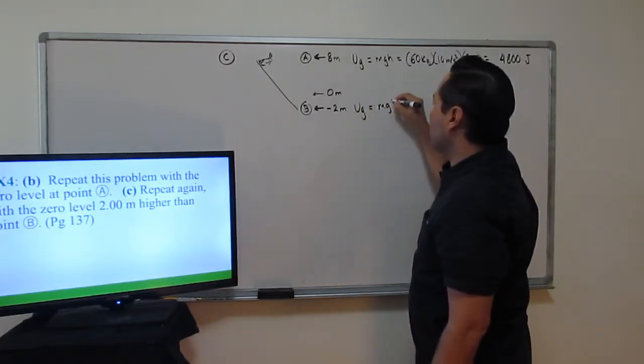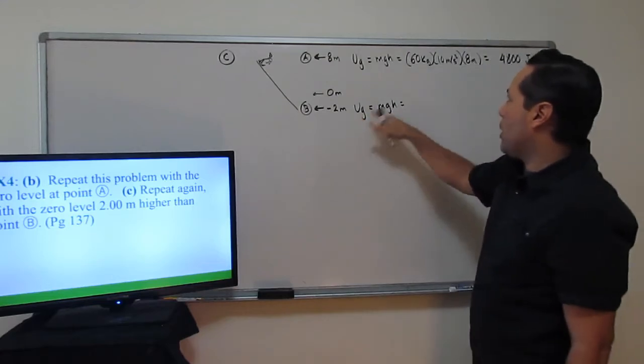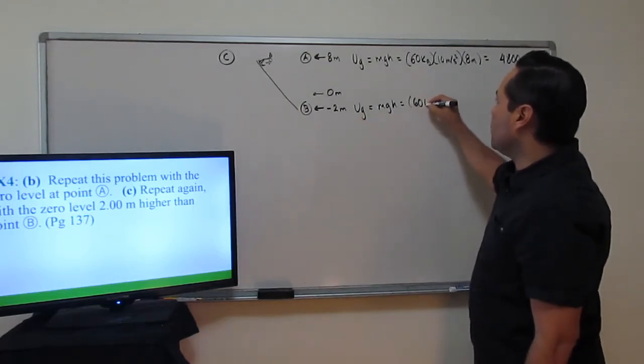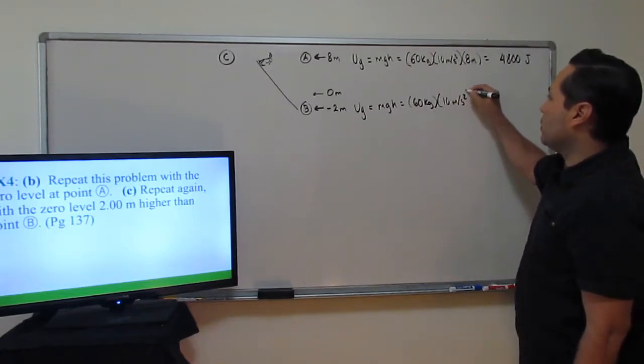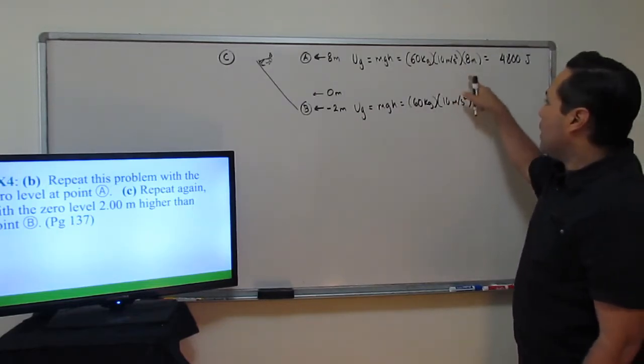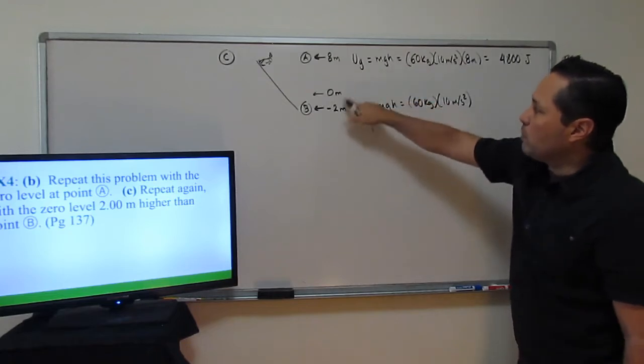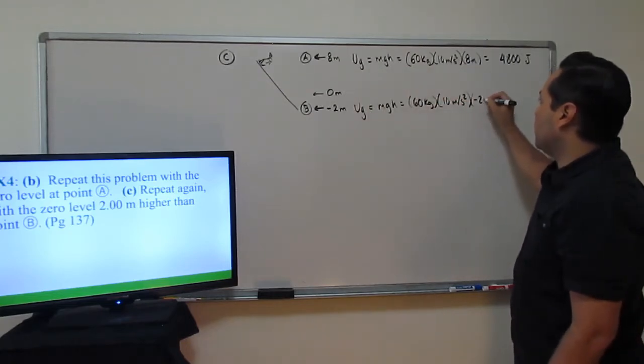Next, for point B, it's mass times gravity times height to get the gravitational potential energy. Mass of the sphere, 60 kilograms, 10 meters per second squared, acceleration due to gravity, and our height is 2 meters below our reference point, so that's going to be a negative 2.